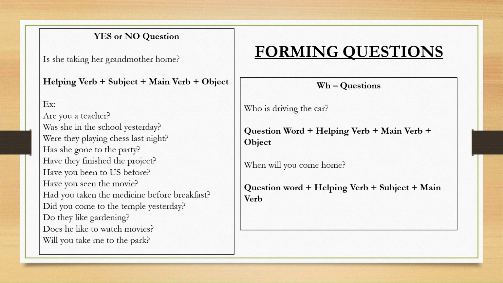Now, the WH questions. The WH questions always start with the question word: who, what, when, why, whom, and how. So, first comes the question word, then the helping verb, plus the subject, plus the main verb, plus the object. When will you come home? Question word plus helping verb plus subject plus main verb.